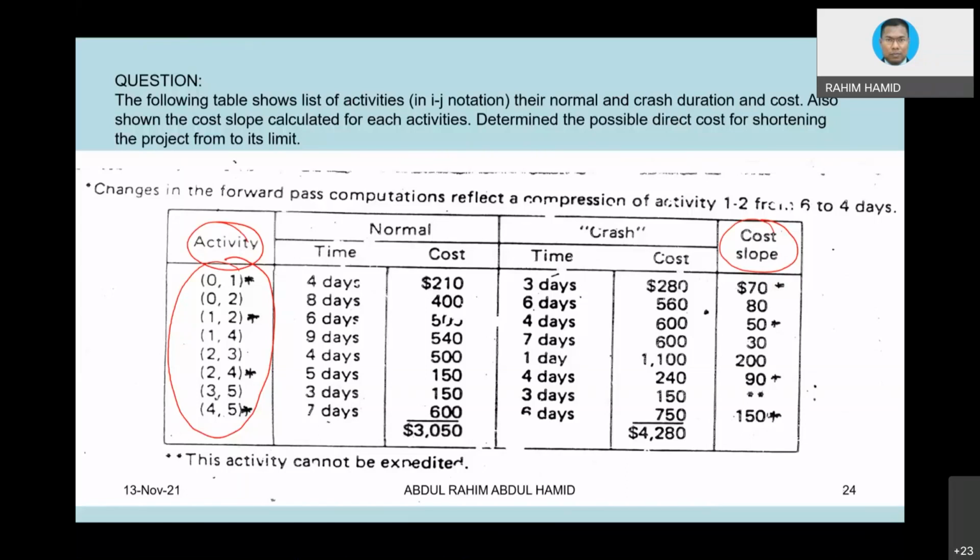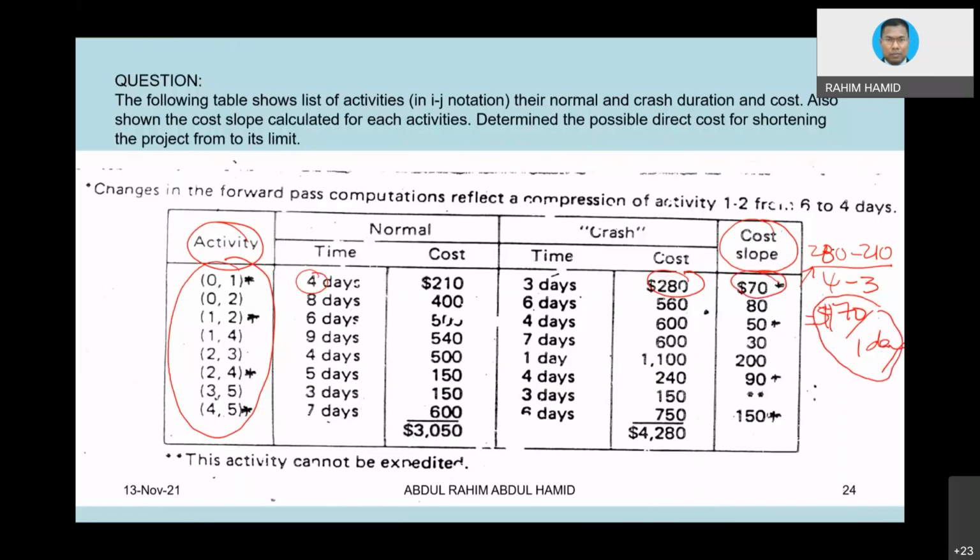So which one is the bigger cost? For activity 01 it is 280. So let's put it this way: 280 minus 210 divided by, the biggest duration is 4 minus 3, which is equivalent to 70 per 1. So $70 per 1 day. So this is the cost slope rate for activity 01.